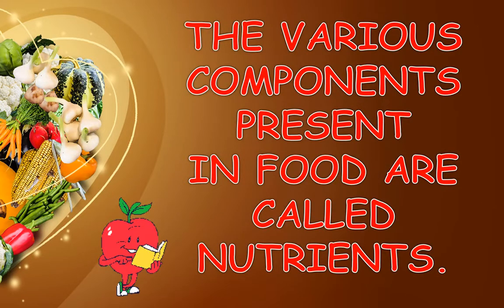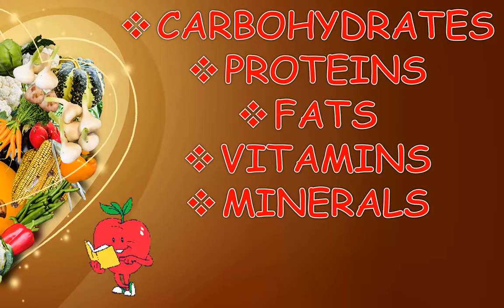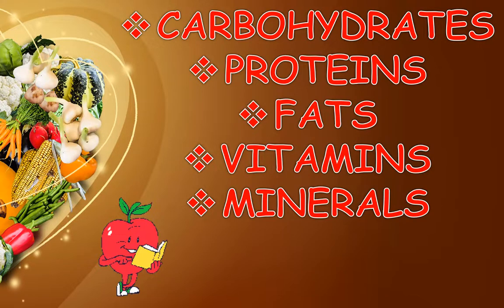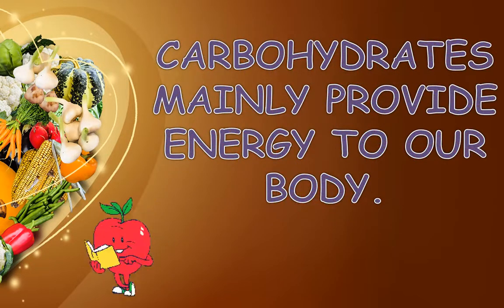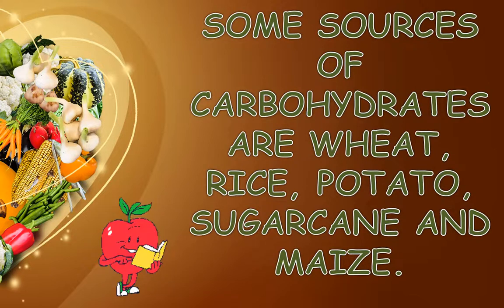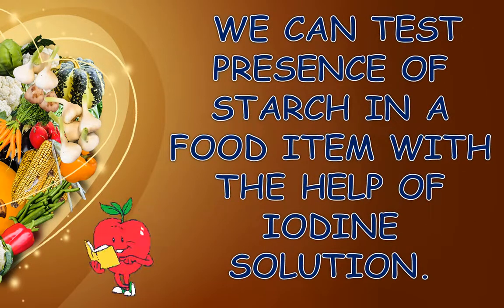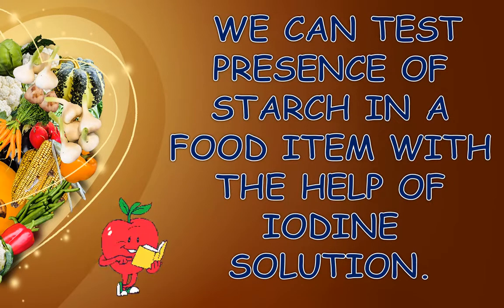The various components present in food are called nutrients. The various nutrients are carbohydrates, proteins, fats, vitamins, minerals. Carbohydrates mainly provide energy to our body. Some sources of carbohydrates are wheat, rice, potato, sugarcane and maize. We can test the presence of starch in a food item with the help of iodine solution.